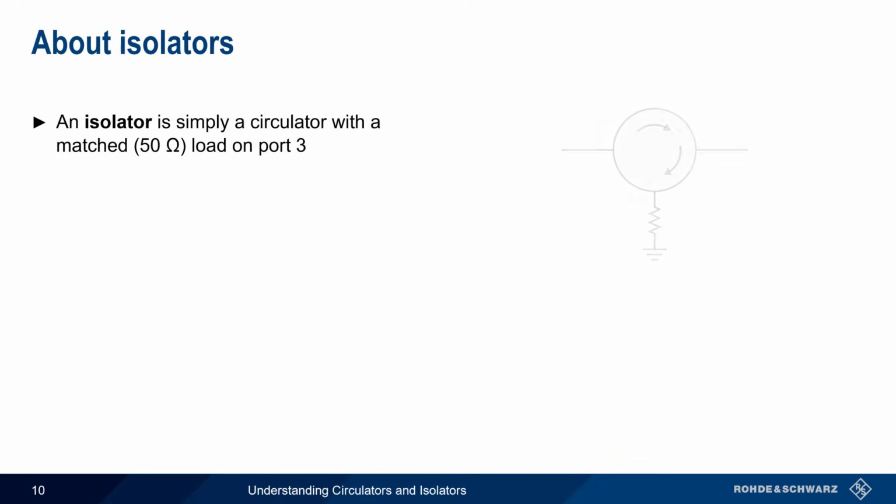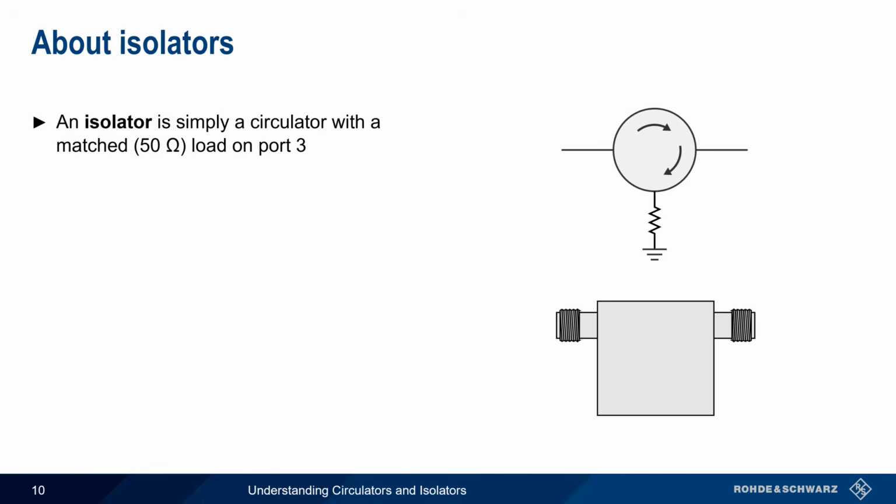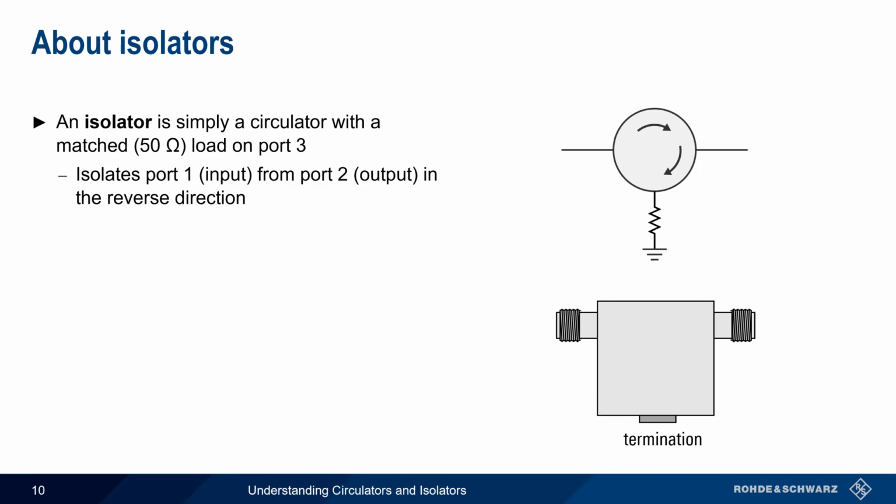Terminating the third port of a circulator turns it into an isolator. This termination is usually in the form of an integrated 50 ohm load, which often appears as a small hump or disc where port 3 would be on a circulator. The reason this is called an isolator is that it isolates port 1 from port 2 in the reverse direction.